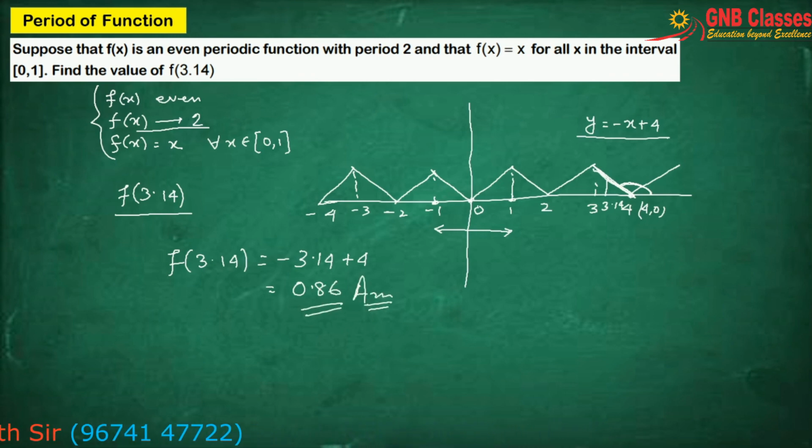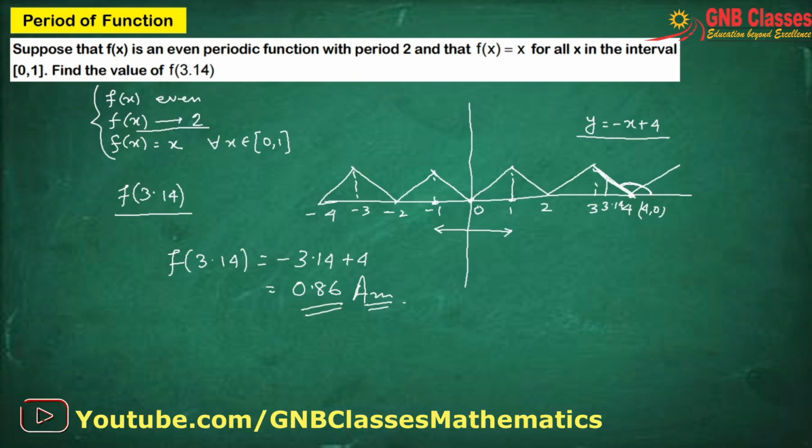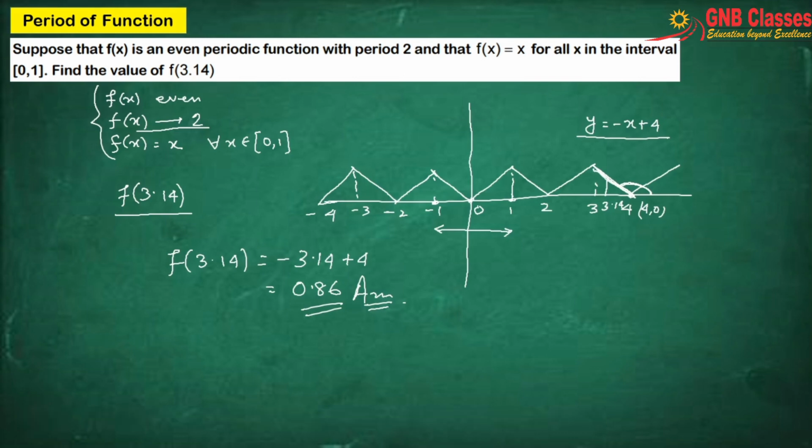Have you understood this? It is a simple sum if you can understand the definition of an even function and what is periodicity of any function. If you can understand only these two things, you can simply draw the diagram. And the moment you can draw the diagram, you can easily find the value of f of 3.14, which is given here. Is it clear to all of you? Okay.